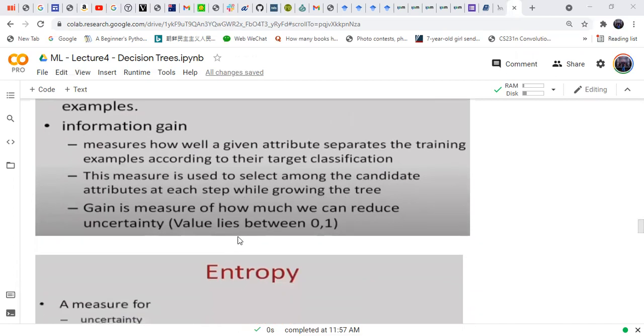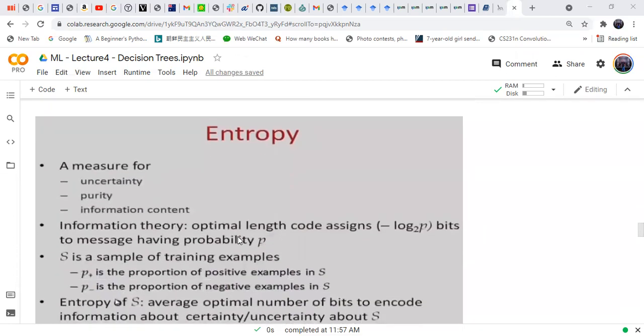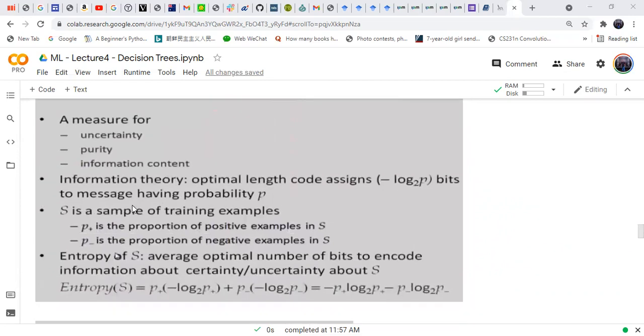Gain varies between 0 and 1. Talking about entropy, it is a measure of uncertainty. Entropy is a measure of purity, and entropy is a measure of information content. In information theory, the optimal length code assigns minus log to the base 2 of p bits to a message having probability p. S is a sample of training examples.